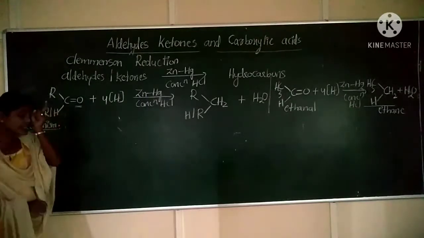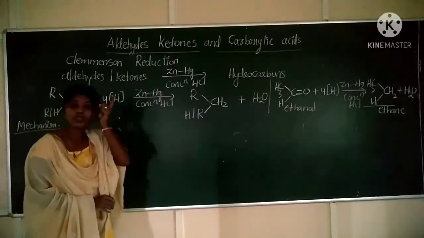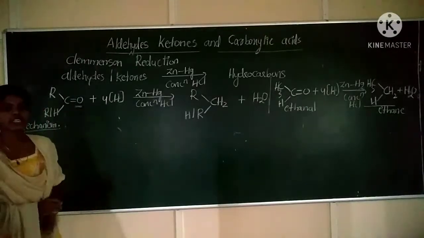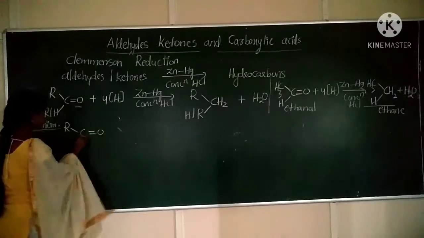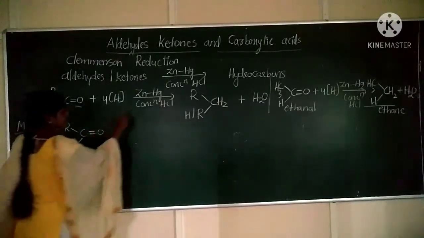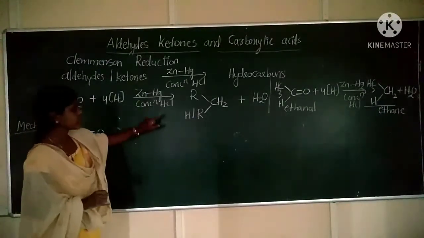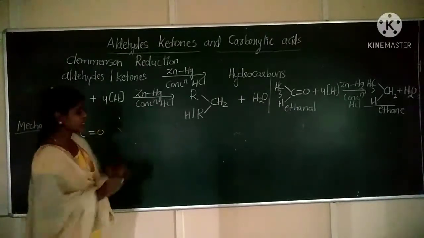So, this reaction takes place in several steps. The step-by-step process is said to be what? Mechanism. Now, take an aldehyde, R-C double bond O, H. Concentrated HCl we are taking, correct? HCl produces H plus ion.